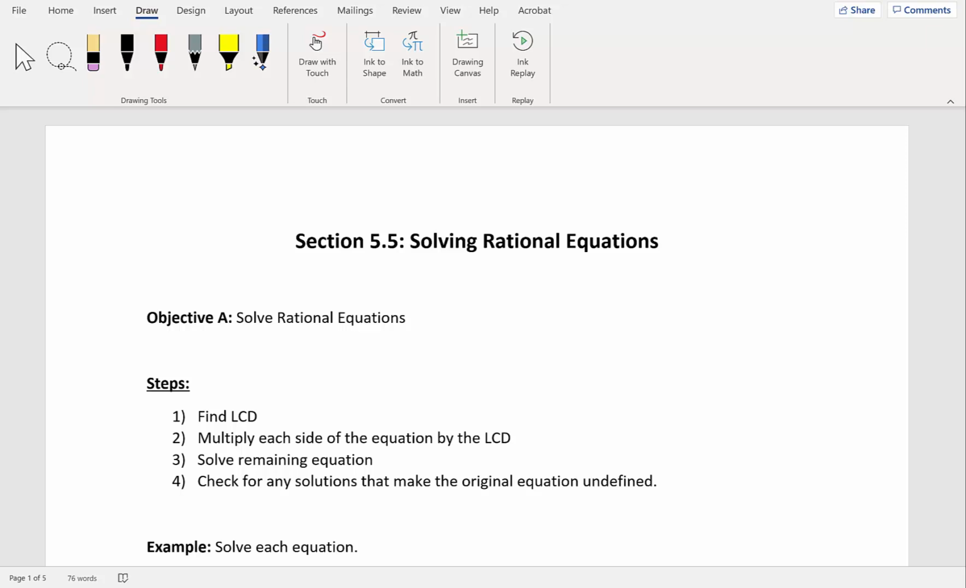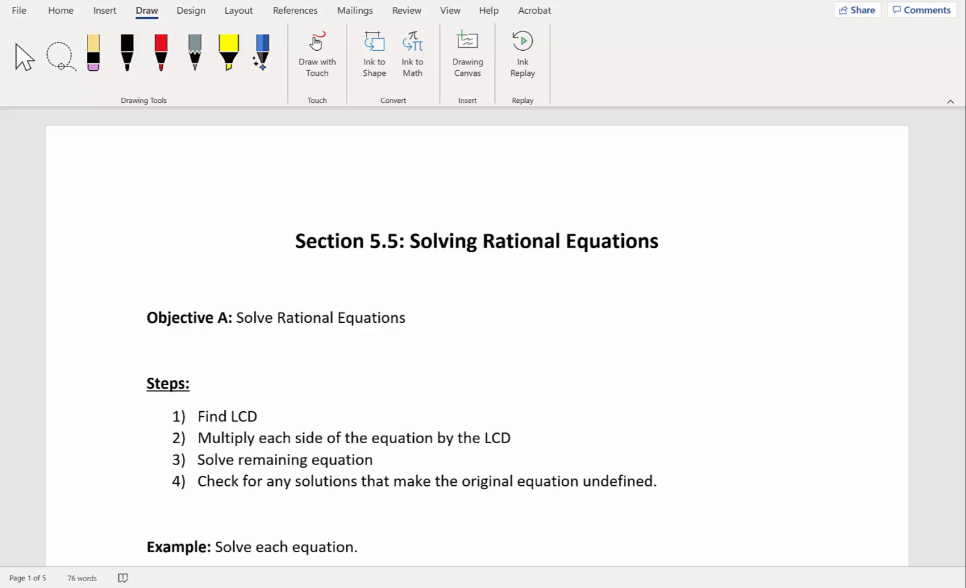So just like what we saw before in chapter 1, in order to solve equations with fractions, what we can do is get rid of the fractions. So we can get rid of the fractions and then we'll be left with an equation that's much simpler to solve. So here's the steps.